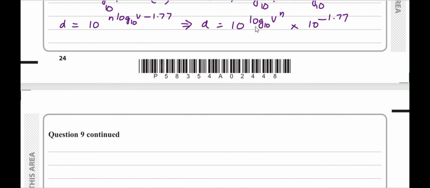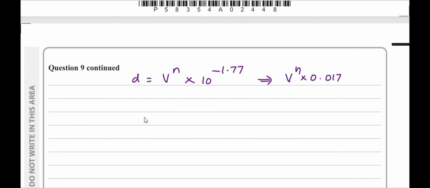Since 10 to the power of log to the base 10 is equal to 1, we could write d equals v to the power of n times 10 to the power of minus 1.77, which is actually v to the power of n times 0.017. Therefore, this is in the form d equals k v to the power of n, where k is equal to 0.017. So d equals 0.017 v to the power of n.